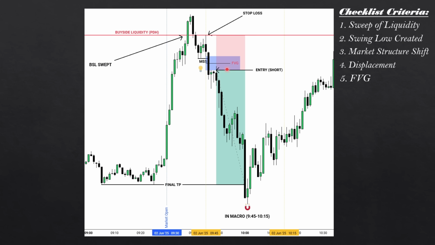Number 6 on our checklist is what we're waiting for, a retracement into that fair value gap, and as we see right here, we get that retracement into this fair value gap, and that's where we enter short. We don't wait for price to get into the middle of the fair value gap or the top of the fair value gap.